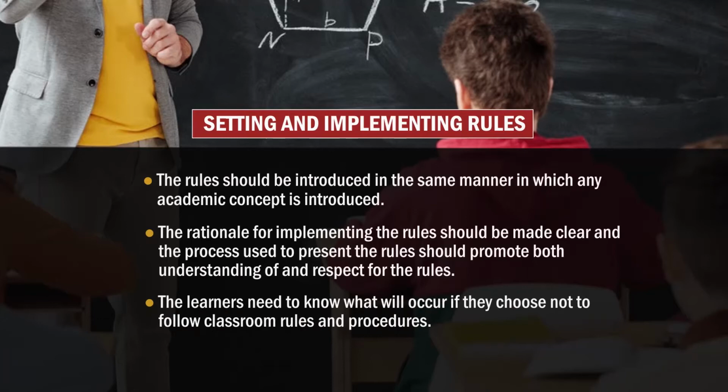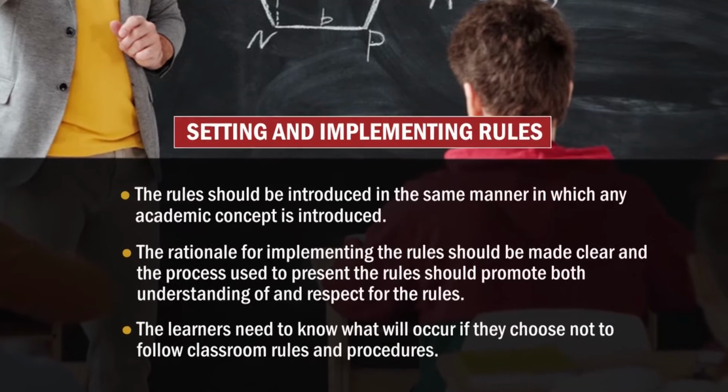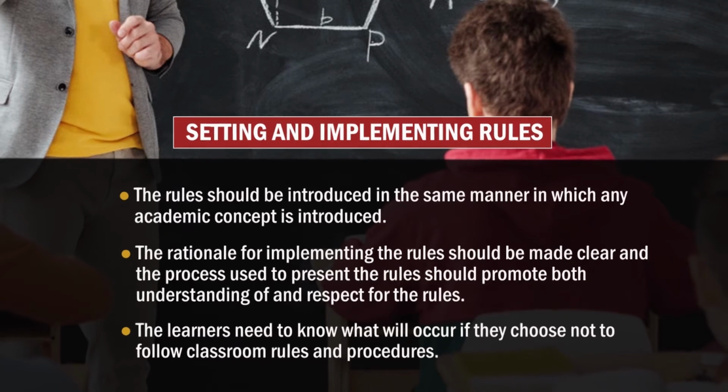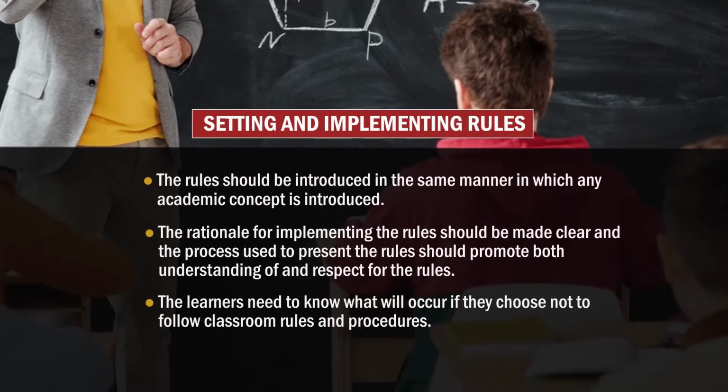Why is it important? Because if you have set a rule, you have explained it to your learners, but your learners have not developed any understanding of these rules, they will not follow them. If they have understood it, but they do not have respect for these rules, you will face problems while implementing these rules. So, your learners need to know what will occur if they choose not to follow the classroom rules and procedures. So, the mechanism which you are going to adopt if a learner is not following a rule should also be explained to the learners.